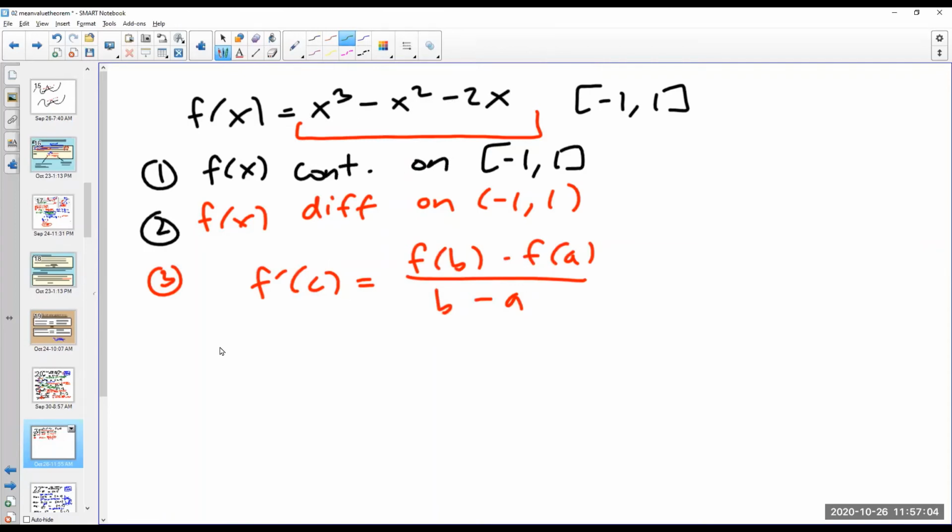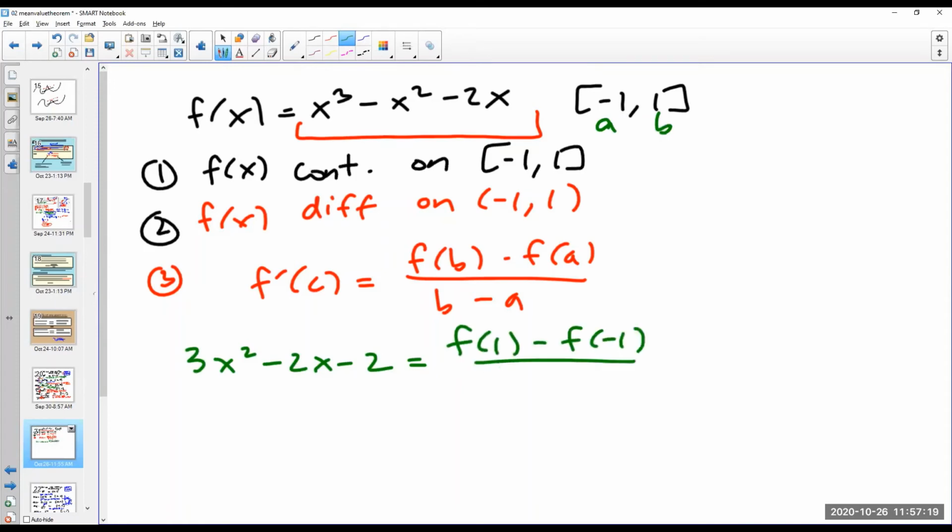So what's my derivative here? 3x squared minus 2x minus 2, right? What's my b and what's my a? Okay, so this is going to be f of 1 minus f of -1 over b minus a. Now be careful of those negatives. Okay, f of 1 is going to be equal to, okay, I'm going to take this to the side of my paper. F of 1 is going to be equal to what? I'm going to go find my f. It's not f prime. You guys good with that? It's f. Go find my f, and everywhere there's an x, put in 1. Okay, that's how you find f of 1.